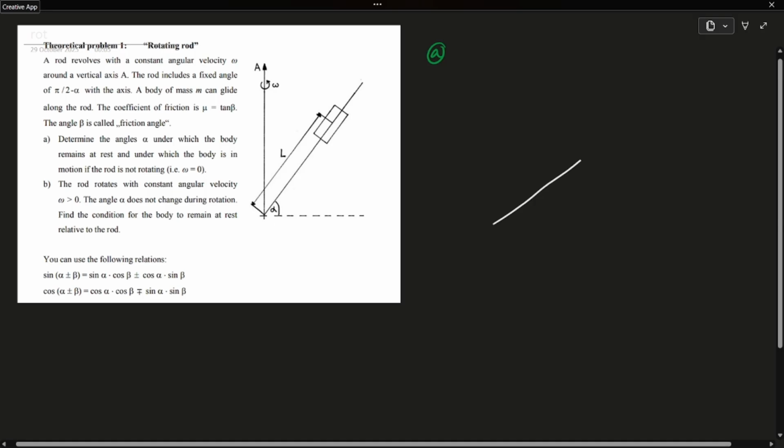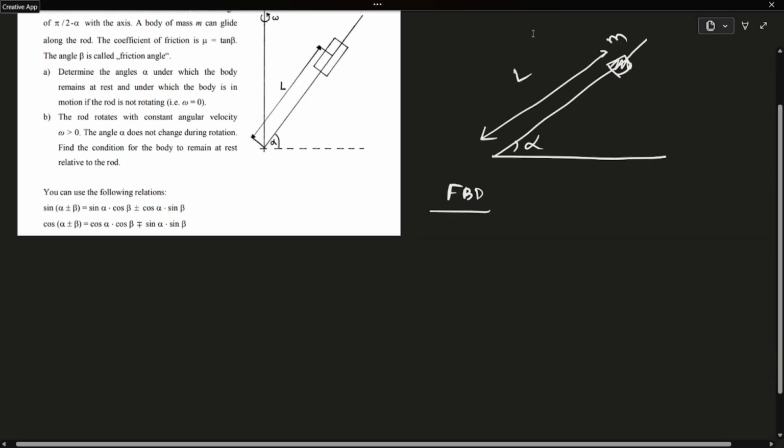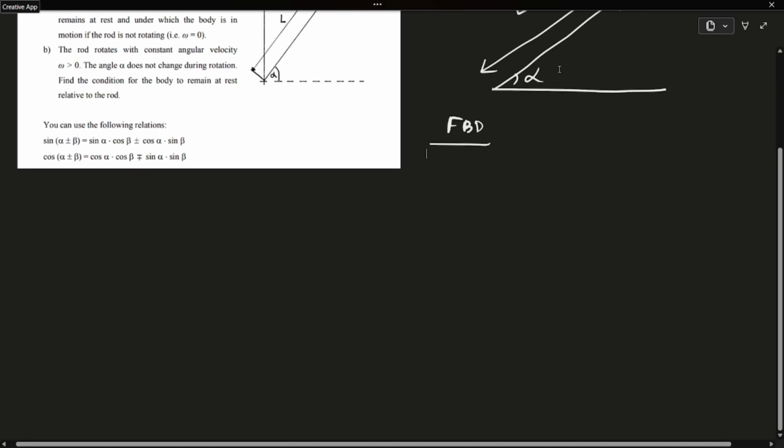Here is a rod. This angle is alpha. This is our body of mass m which can glide along this, and this distance is given as L. So let's draw the FBD of the mass. Here is mass m.